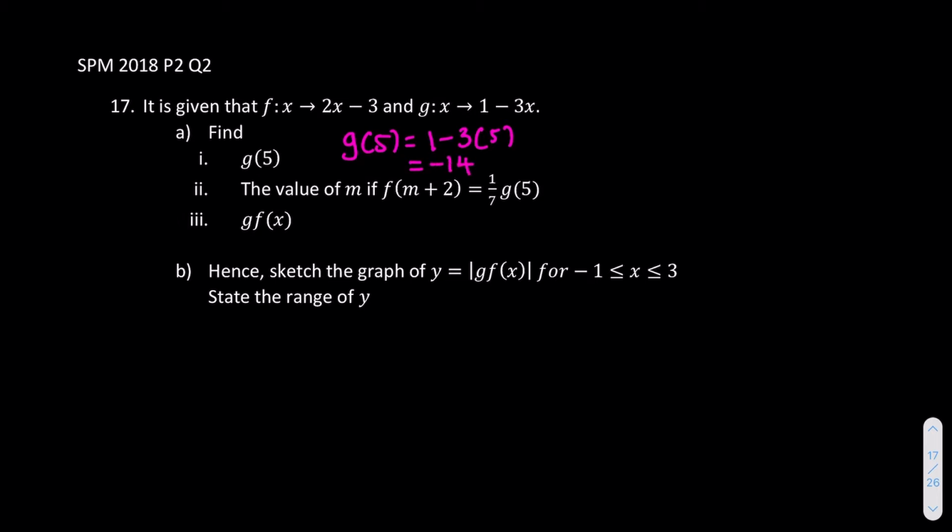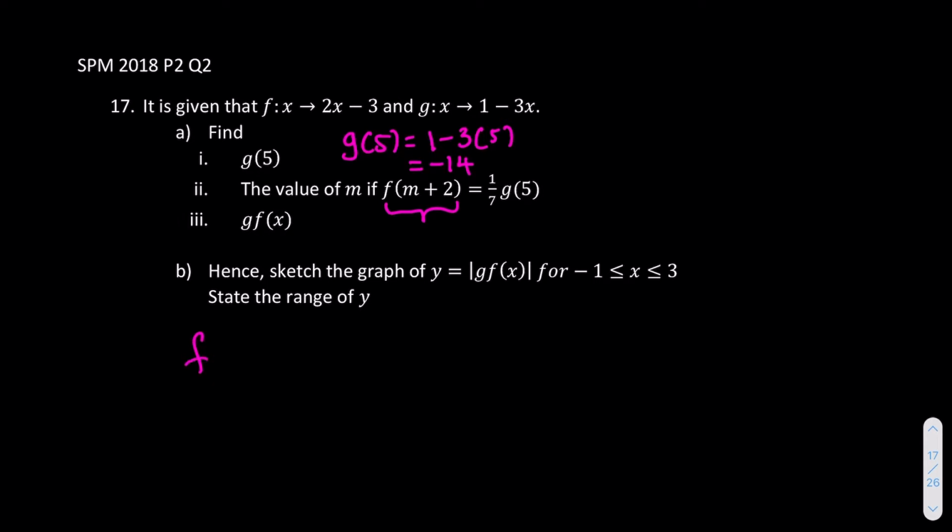So we're done for A1. Now we go for A2. Find the value of m if f, when the input is m plus 2, is equal to 1 over 7 g of 5. So we split it into two parts first. Let us do this part first.